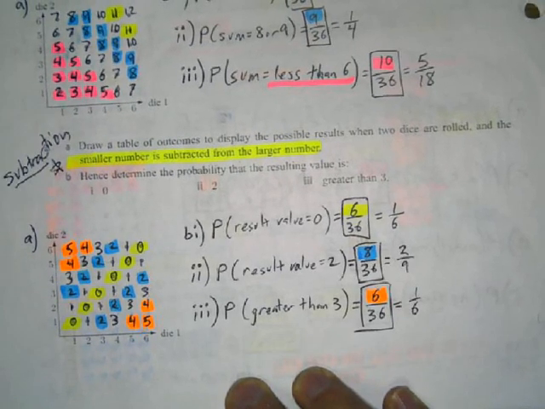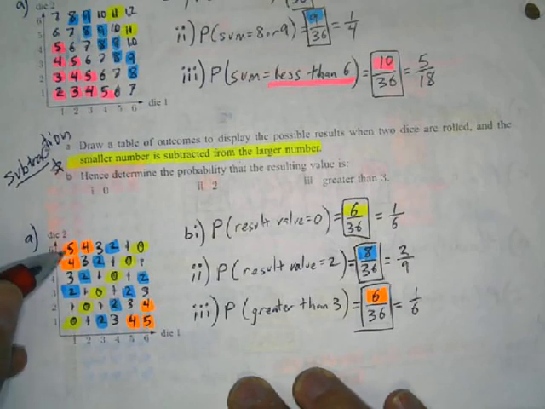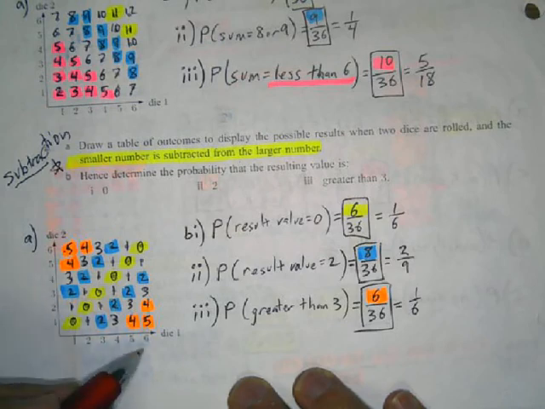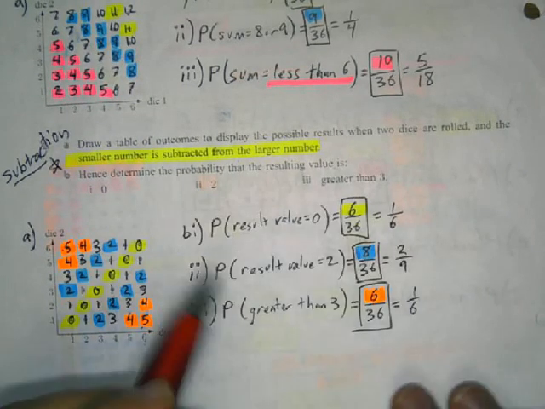Okay, so these values, if I do 1 minus 1, I'm going to get 0. If I do 2 minus 1, I'm going to get 1. If I do 6 minus 1, I'm going to get 5. So these are the values I get when I subtract the smaller number from the larger. Like if I do 6 minus 1, I'm going to get 5. Okay, so now using those numbers, I can answer this question.